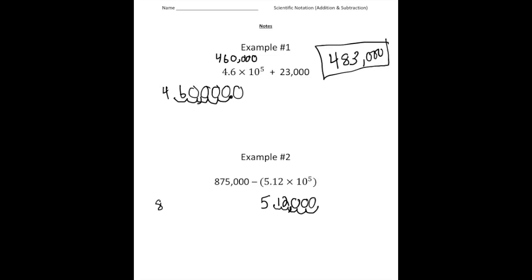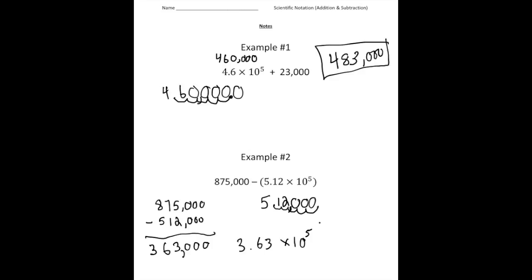So we need to do 875,000 minus 512,000. And when we do this, we get, let's see, 5 take away 2 is 3. 7 take away 1 is 6. And 8 take away 5 is 3. So we get 363,000, or we could write that as 3.63 times 10 to the fifth power in scientific notation.